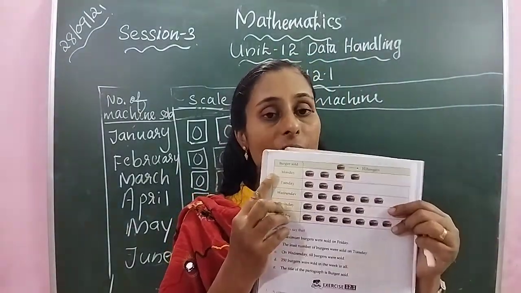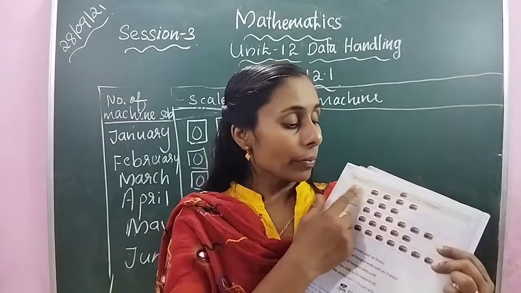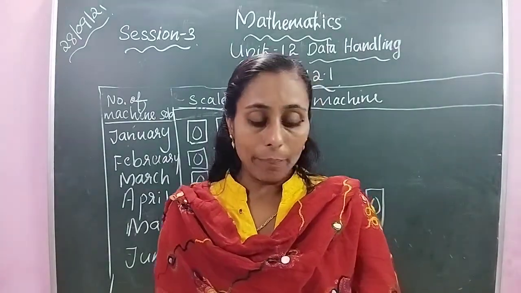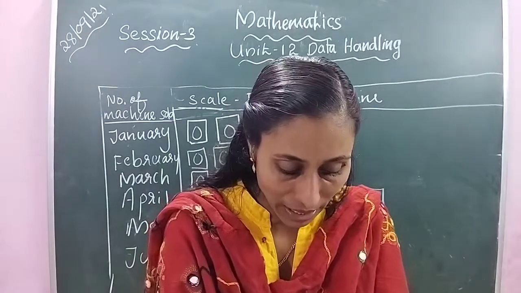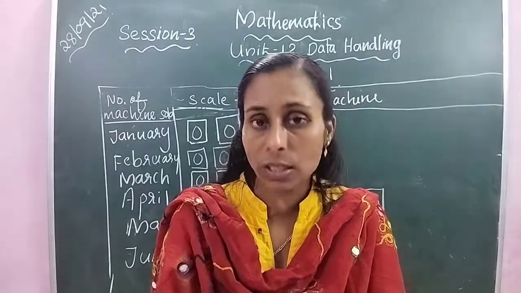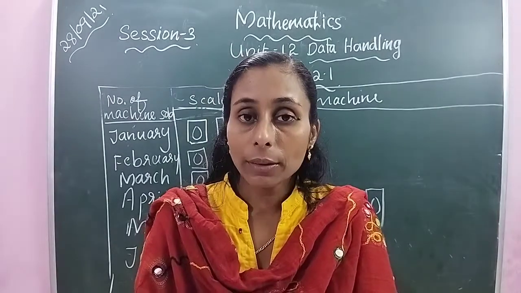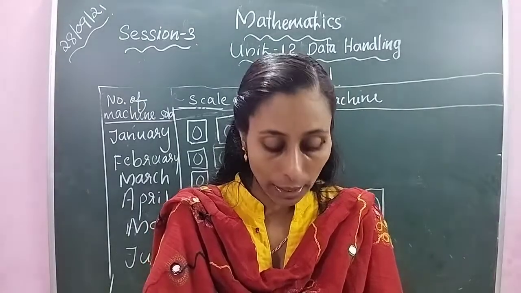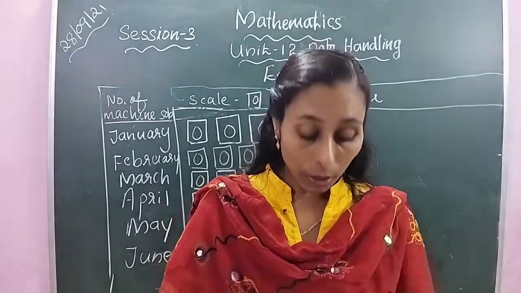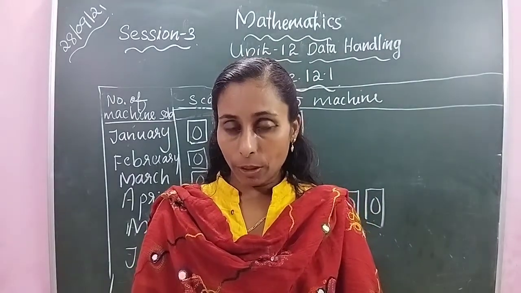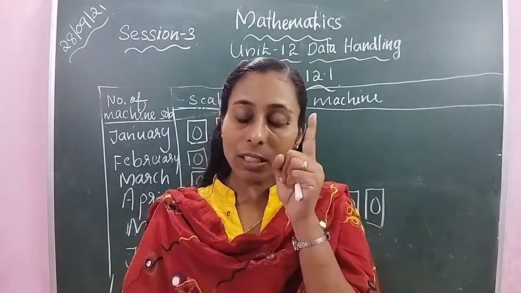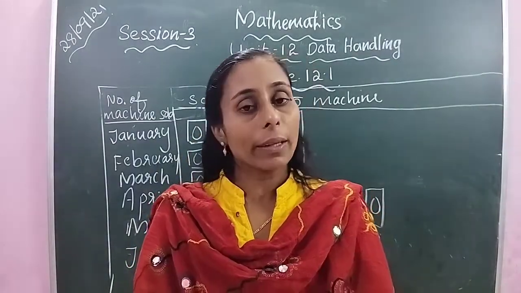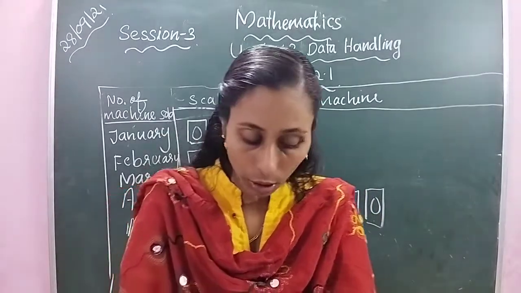Here, what is the title of this pictograph? Burger sold. One symbol represents 10 burgers. Okay. Here, Monday. Monday, how many symbols are there? 1, 2, 3, 4 symbols are there. 4 pictures are there. That means 40 burgers. Tuesday, 3 symbols are there. That means 10 multiplied by 3. One symbol represents 10 burgers. How many symbols are here? 3 symbols are there. That means 10 multiplied by 3 is equal to 30.